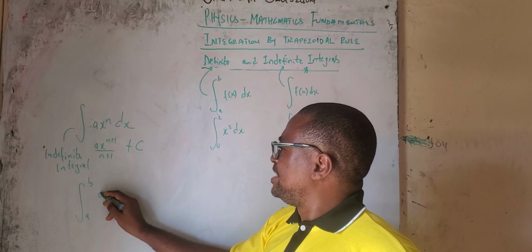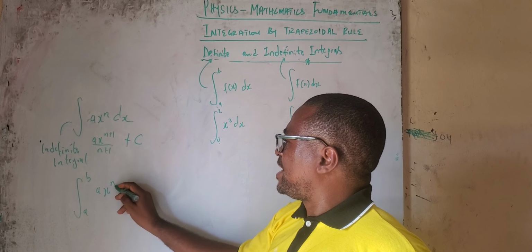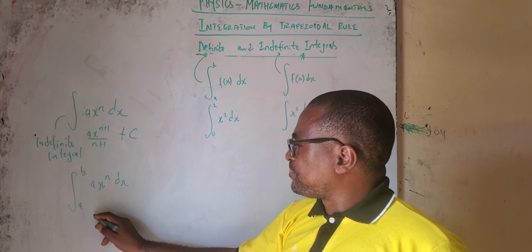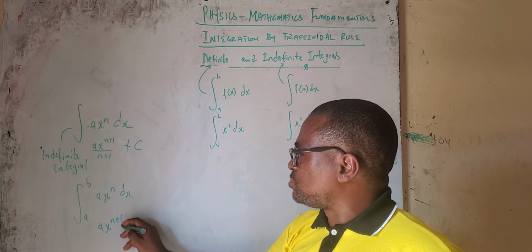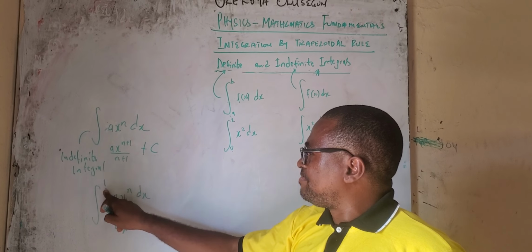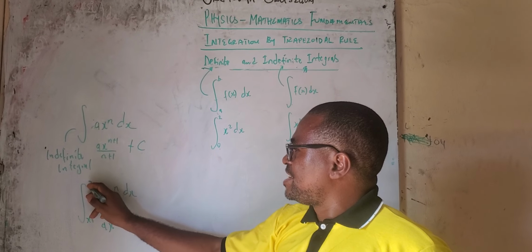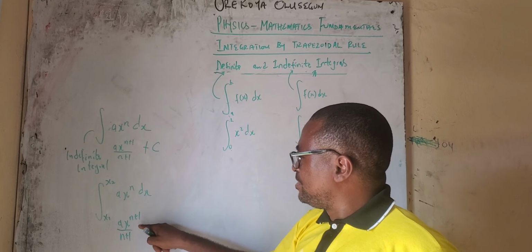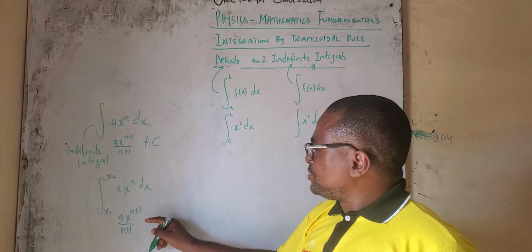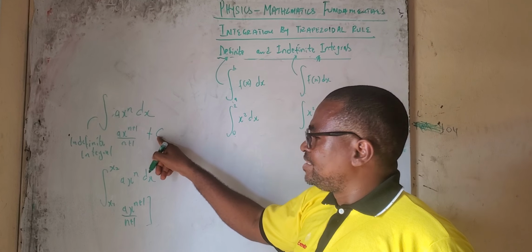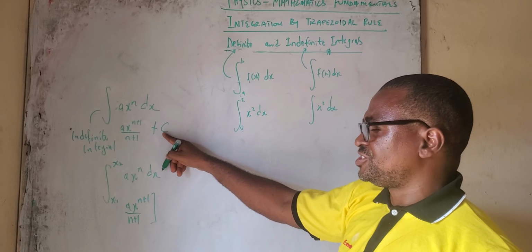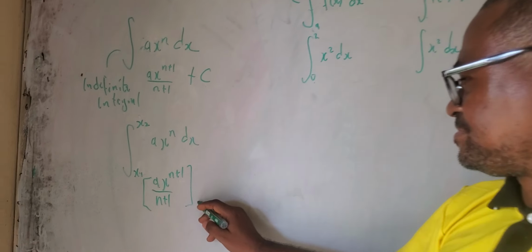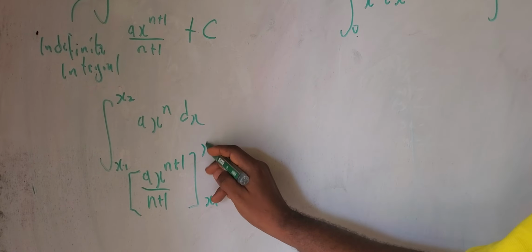In this case, let's say we have a x raised to power n dx. Like I said the other time, for this, add 1 to this power. So you are going to have a x raised to power n plus 1. Let's say the limits, I'm giving the limit as x1 to x2. So divided by whatever you had when you add 1 to the power. So in this case, you are not going to write the constants of integration. You put the limit closer, so you have x1, then x2 there.